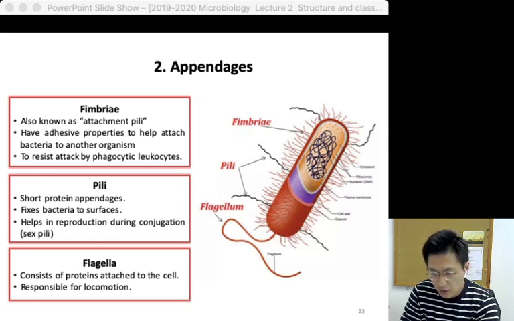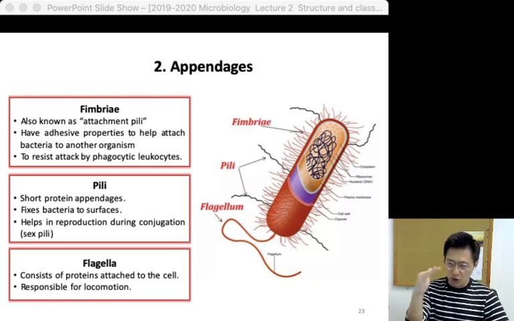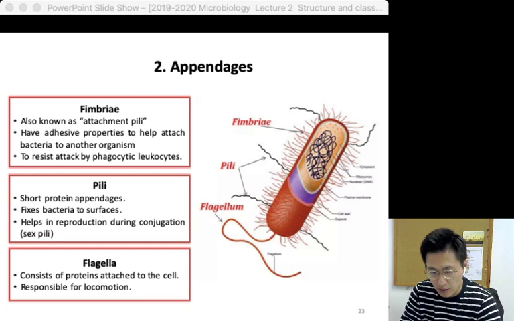Right, and this is one. Okay, so I will play a video. I'll show you a video about how the flagellum works. And the second one is the pili. Now these are pili. Okay, now look at here.